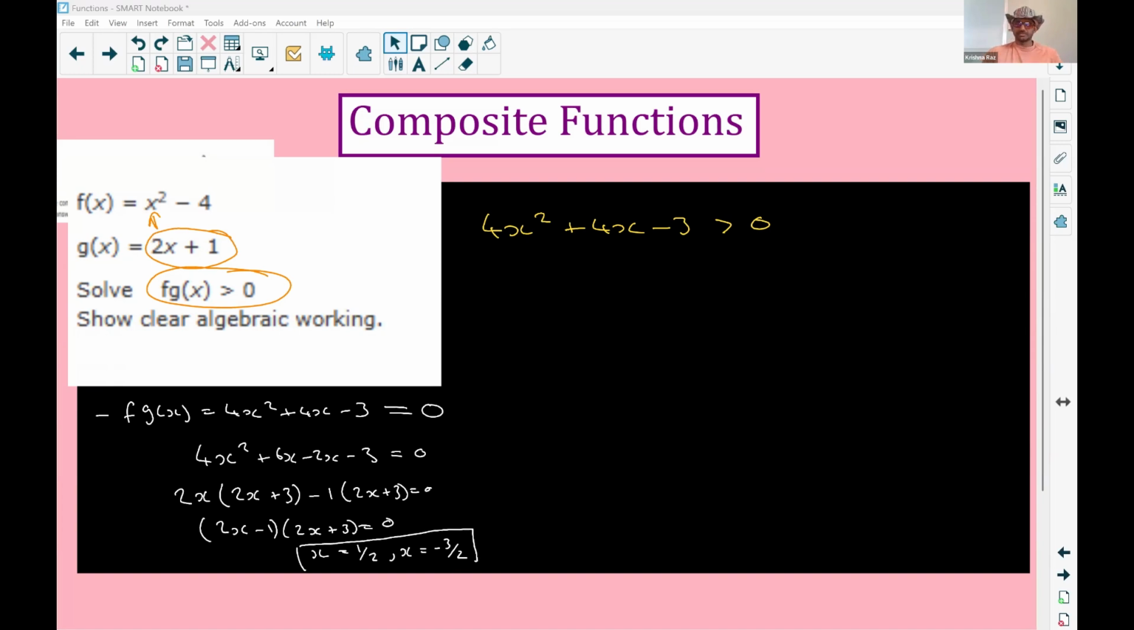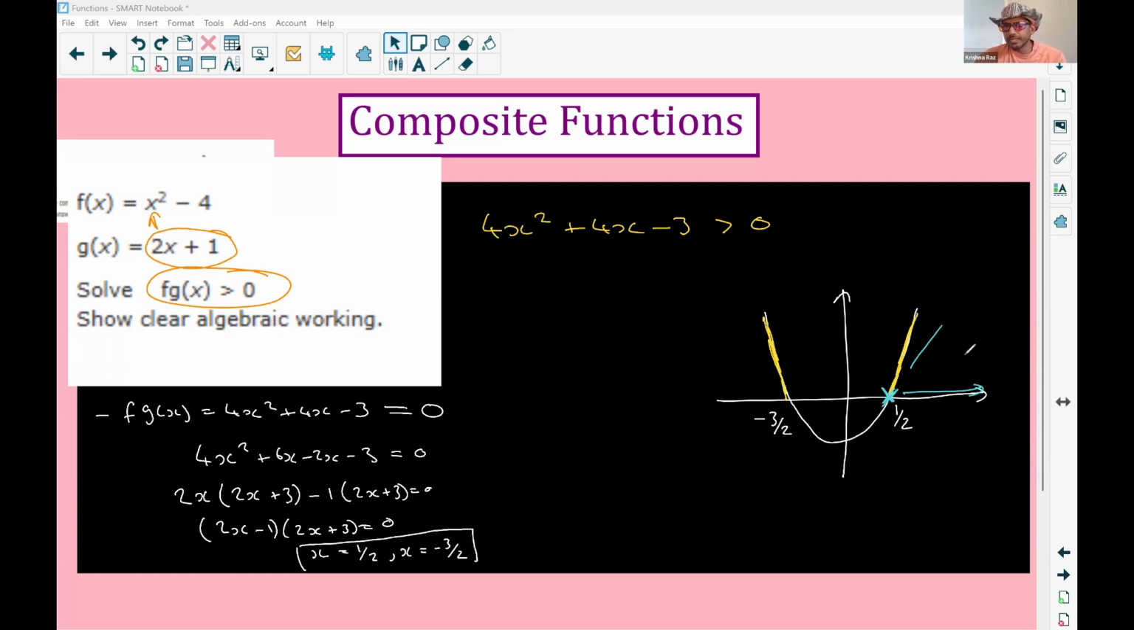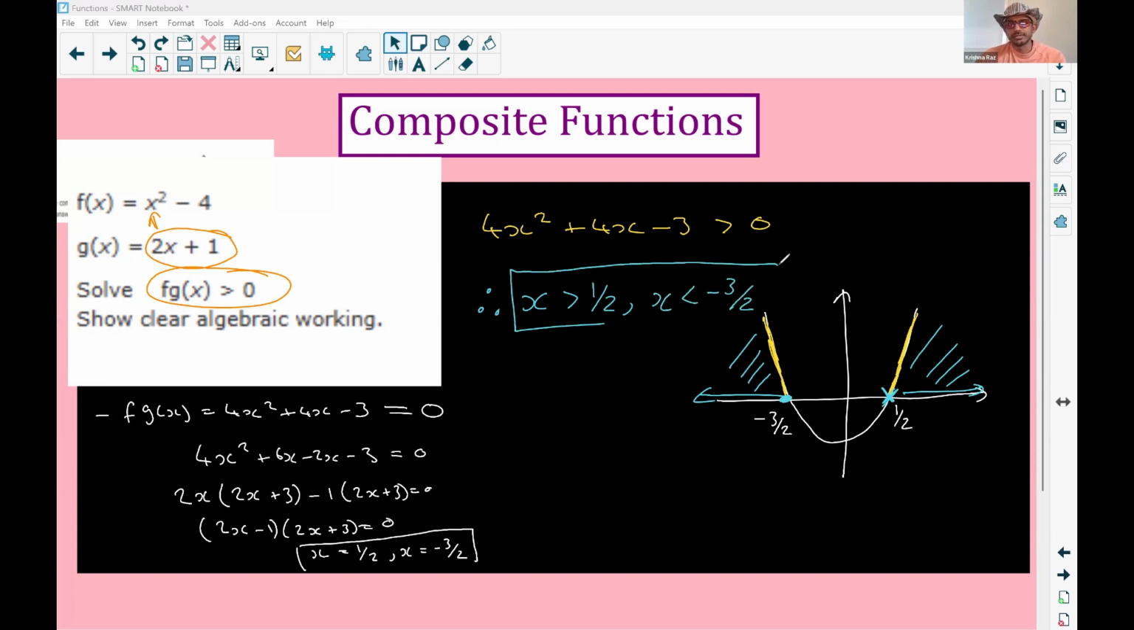If you use the formula, you should have got the same solutions. So if we draw a sketch, we have a curve that intersects the x-axis at a half and minus 3 over 2. We're evaluating where the curve is greater than 0, which is that bit of the line and that bit of the line, corresponding to the right of this point and the left of this point. So x is greater than a half, or x is less than minus 3 over 2. If you weren't sure about that final bit, check out my quadratic inequalities video.